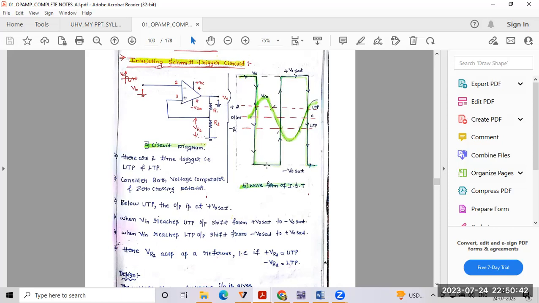Here our output continues until our input reaches LTP. Whenever our input reaches LTP, the output will change from negative to positive saturation. This is how our inverting Schmitt trigger works. Here we have two triggers: the first one is UTP, the upper threshold point, and then the lower threshold point, or upper triggering point and lower triggering point. Plus VR2 is UTP, minus VR2 is LTP, where VR2 is the reference voltage, positive reference and negative reference.